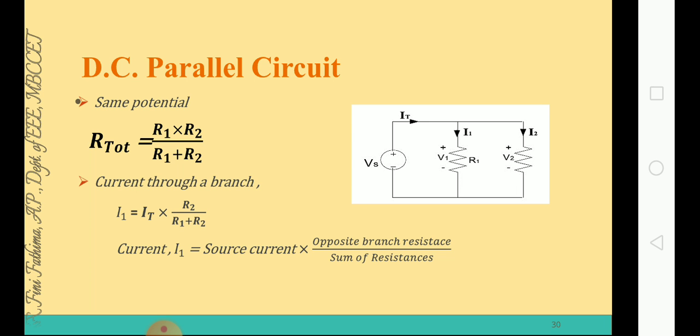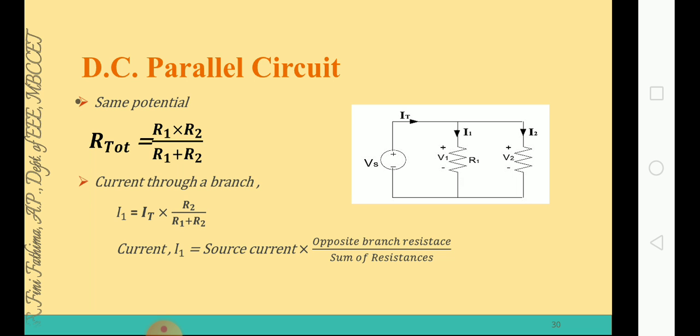The total resistance equation is 1 by R total is equal to 1 by R1 plus 1 by R2 plus 1 by R3 plus 1 by R4. Here I forgot to tell you what 1 by R total is. 1 by R total is the inverse of resistance, that is conductance. So 1 by R total is capital G total: G total is equal to 1 by R total. So from the equation, 1 by R total is equal to 1 by R1 plus 1 by R2 plus 1 by R3 plus etc., 1 by Rn, we can simply write G total is equal to G1 plus G2 plus G3 plus G4.